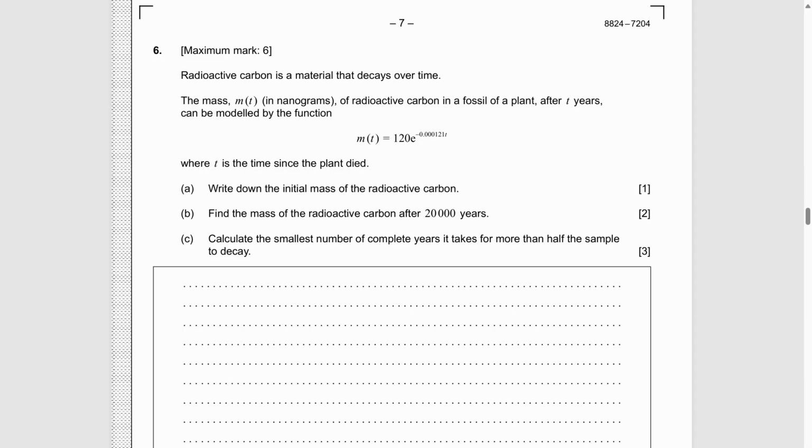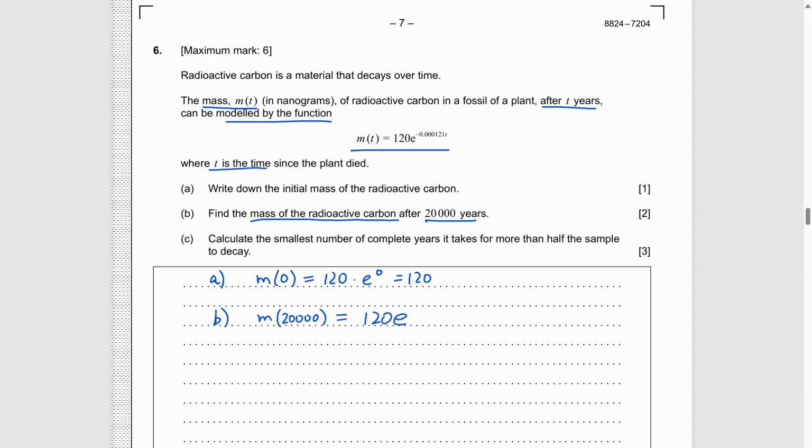Question 6. M is the mass of radioactive carbon and T is the number of years. It is represented by an exponential function here. Part A. Find the initial mass. That means put T equals 0. Part B. Find the mass after 20,000 years. So, just put T equals 20,000.